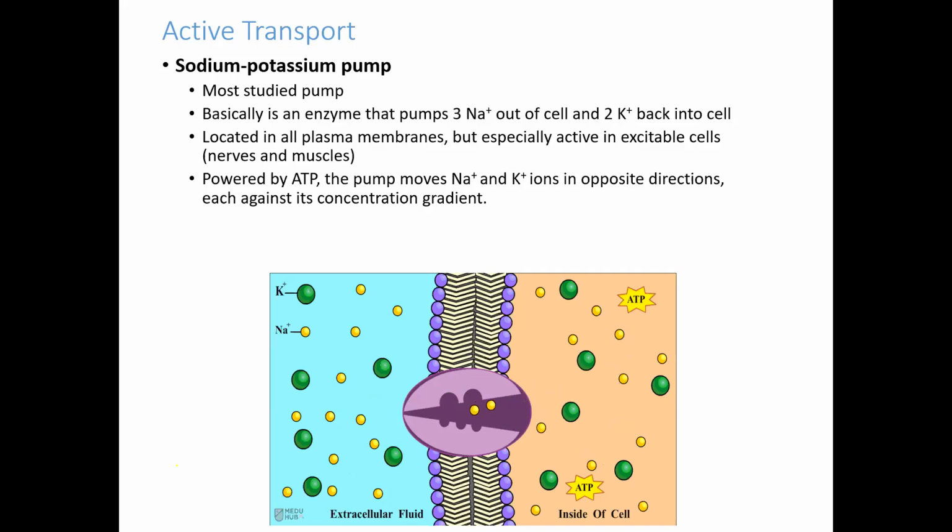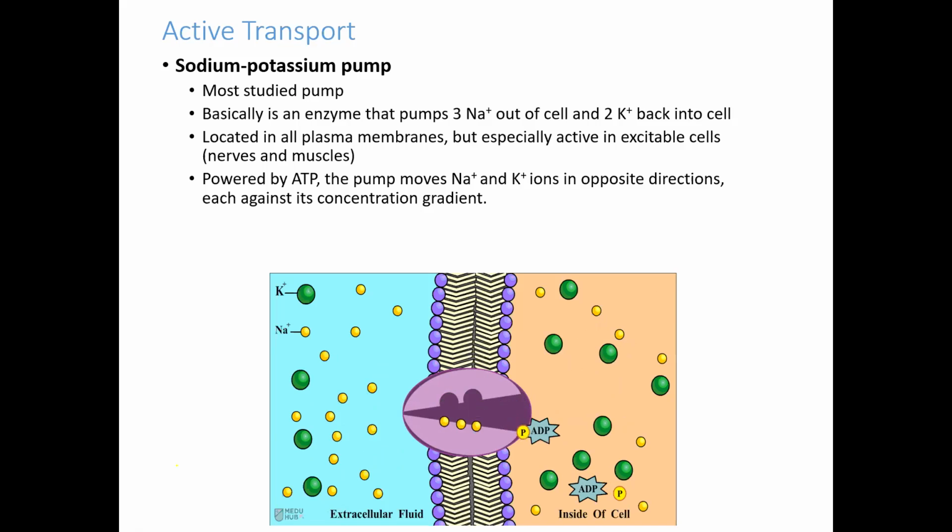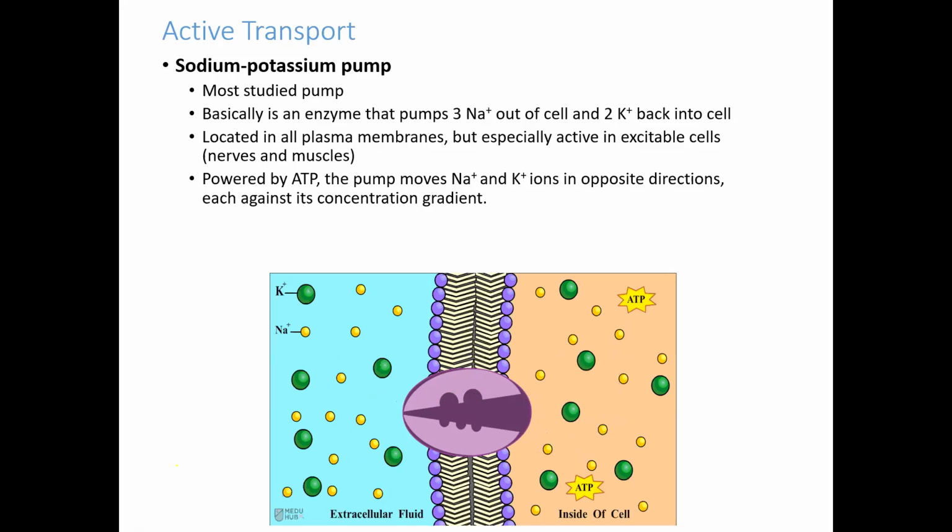So while the fact that the pump is pumping 3 sodiums out and 2 potassiums back in is a nice test question, is it going to be relevant to something in healthcare? Well, I don't think my patient is pumping their sodiums out like they should. No, but sodium levels are important. Potassium levels are important. And how the cell maintains that is through the use of this pump.